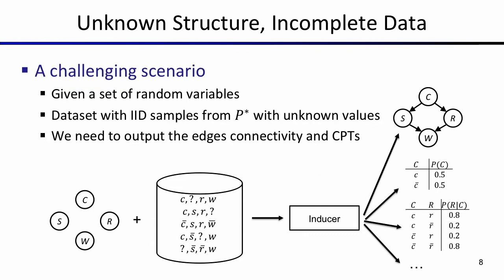And this is the last scenario, when we have unknown structure and incomplete data. So it is the most challenging of all the scenarios because we have just the random variables and the data set with missing values. Sometimes we may even have latent variables that make things even worse, and we do give that information to the inducer, and we have to come out with the structure as well as the CPTs.